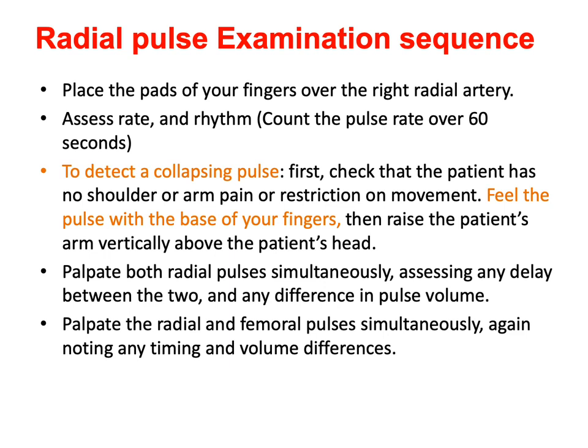After we assess for special character pulse, namely the collapsing pulse, we check for the equality of the radial pulse on both sides by palpating both radial pulses simultaneously. So that we assess if there is change or delay in timing of the radial pulse between both sides and any difference in the pulse volume. Similarly, we may also palpate the radial and femoral pulses simultaneously, again to assess if there is any timing or volume differences between the radial and femoral pulses.